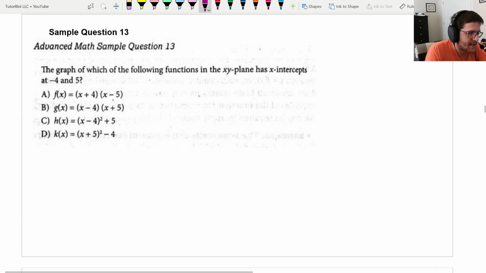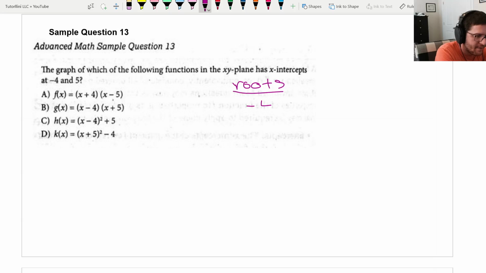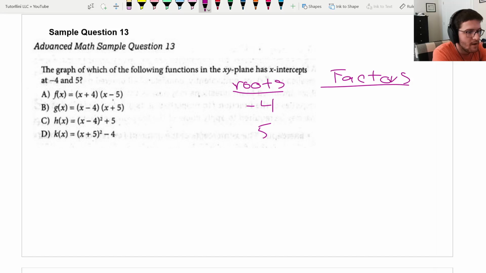Which of the following has x-intercepts at negative 4 and 5? Okay, so I'm going to show you how to come up with this. The x-intercepts, or the roots, are -4 and 5. So the factors are x minus the root. Factor theorem, x minus k, x minus the root. So x minus -4, which is x plus 4. And then the other one is x minus 5, which is just x minus 5.